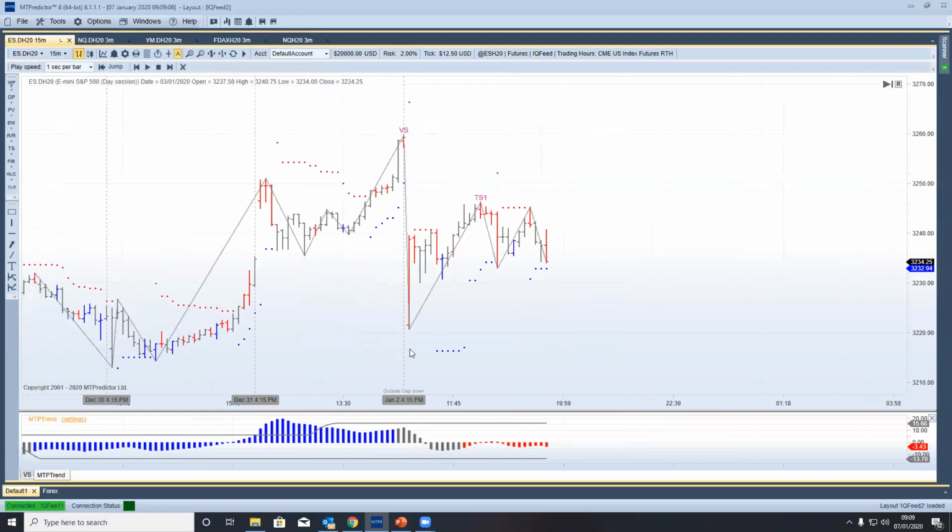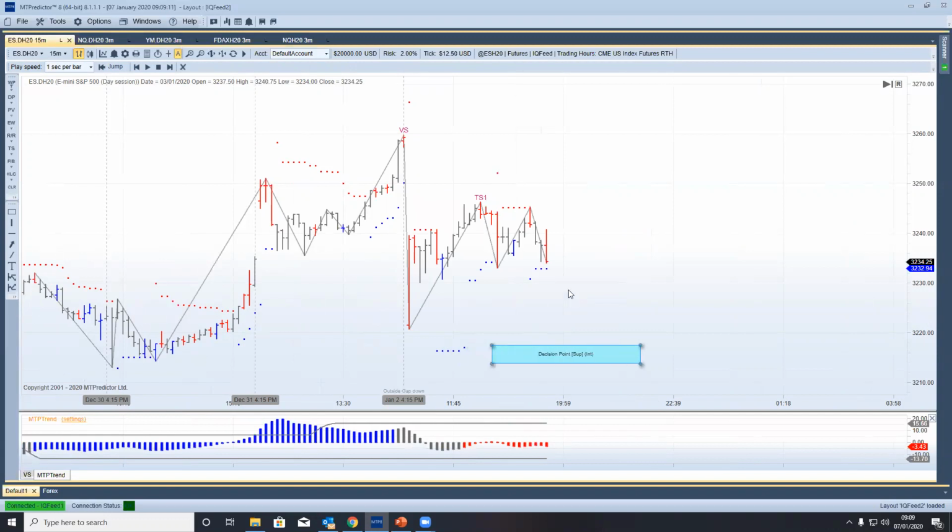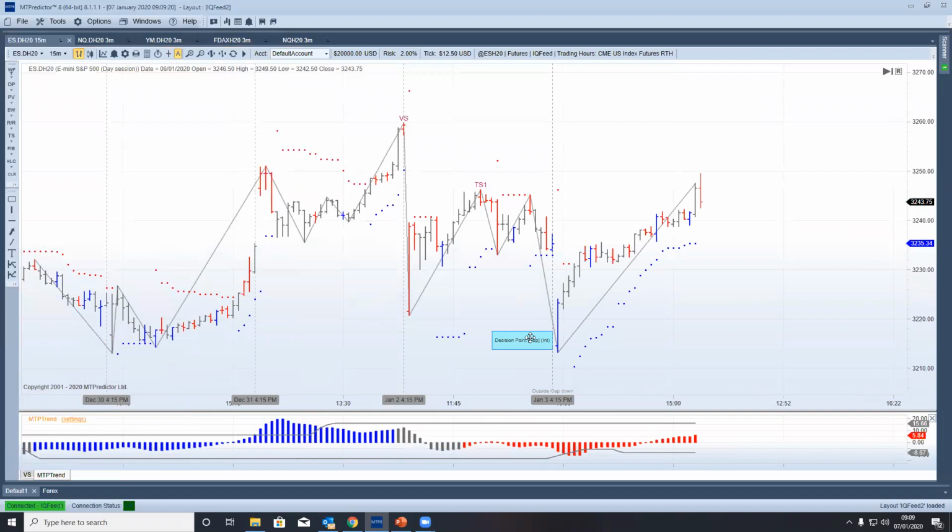Here's our last pivot low. So we right mouse click, do decision point. On the 15-minute chart, this was an area of potential resistance, but it was on the chart before yesterday even opened. If I turn the trading mode off, let's see what it did. Well, it went down. That nailed the very low of the day.